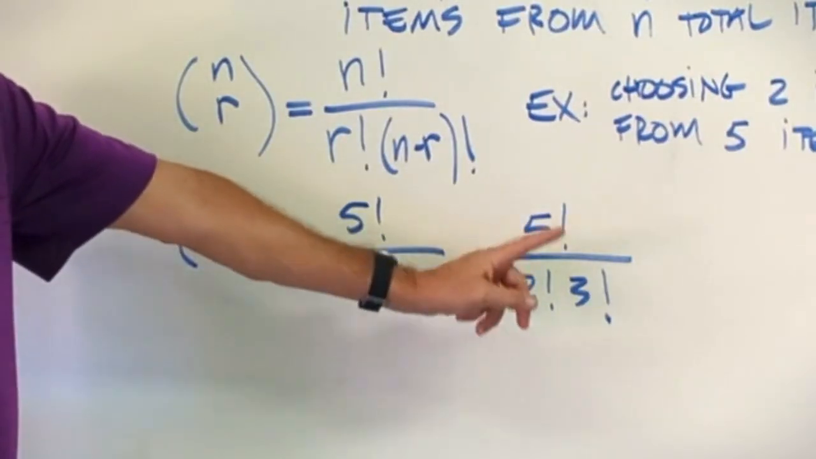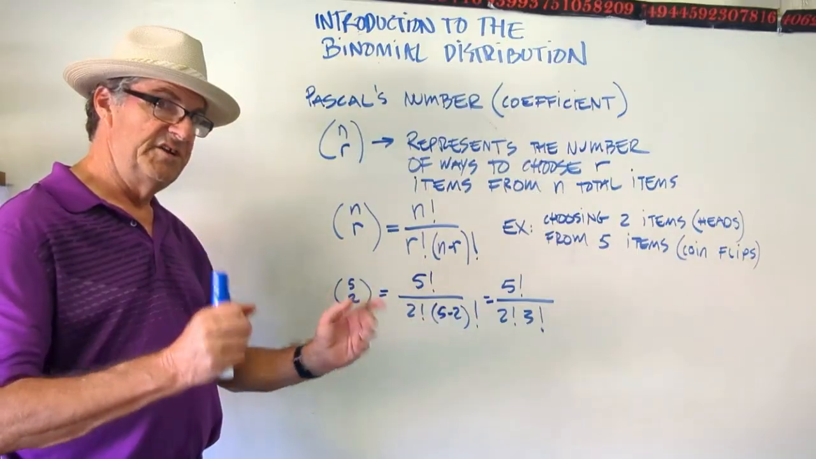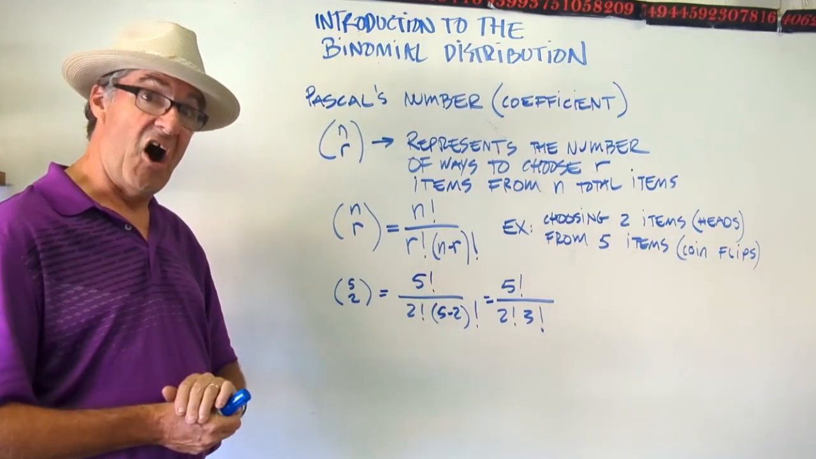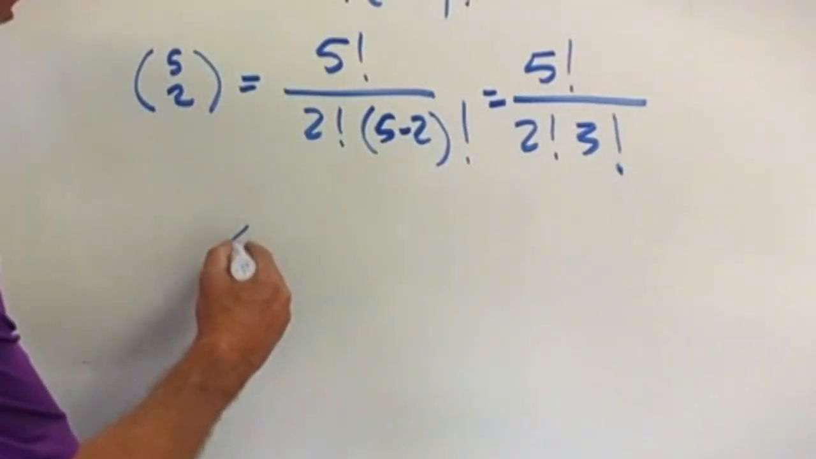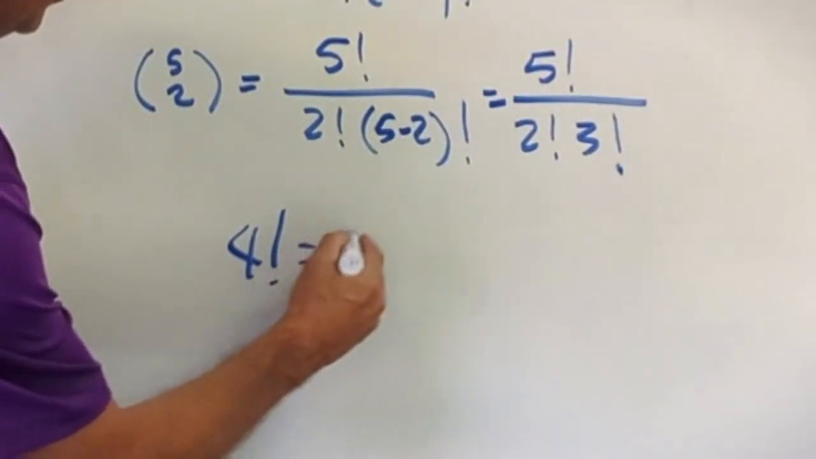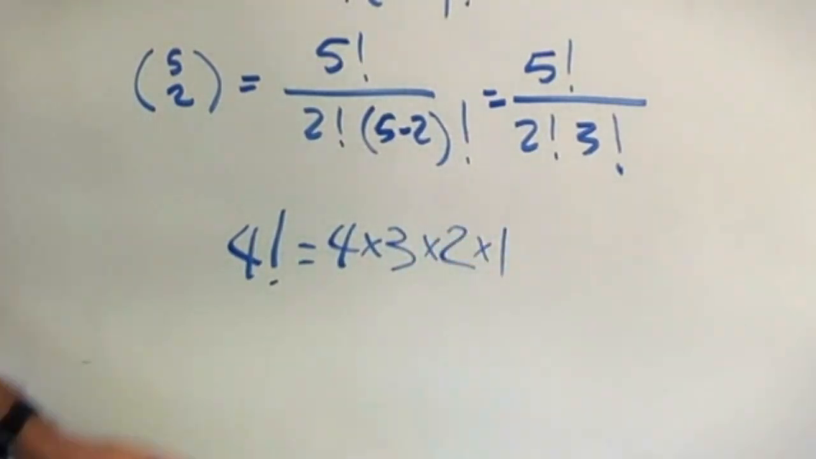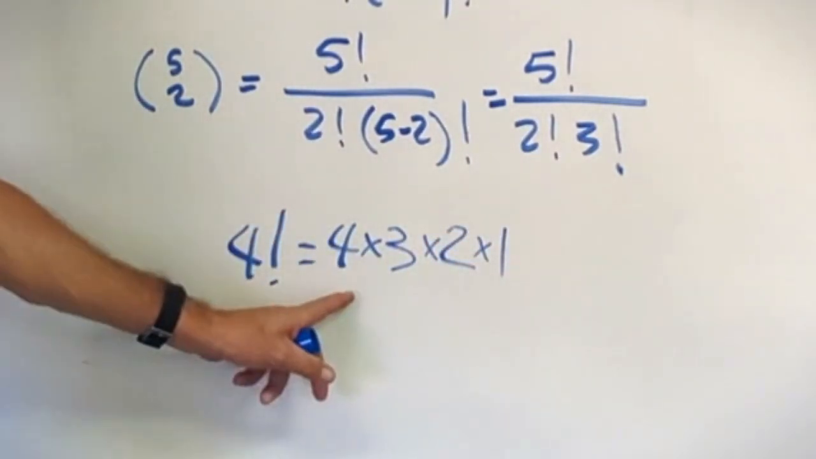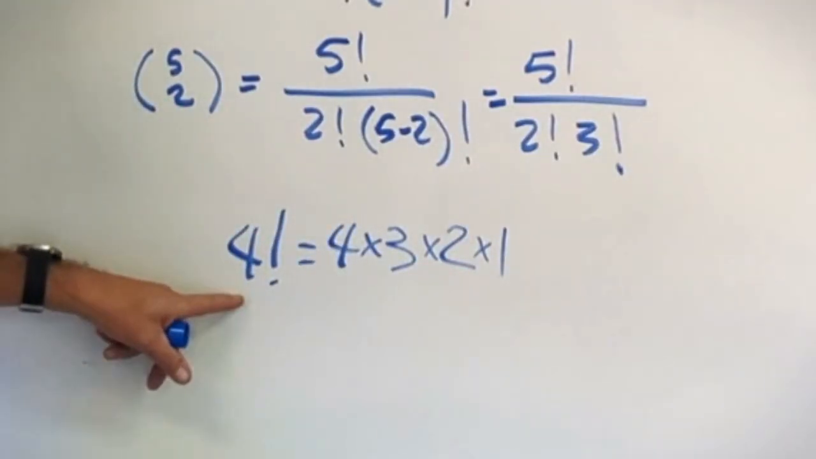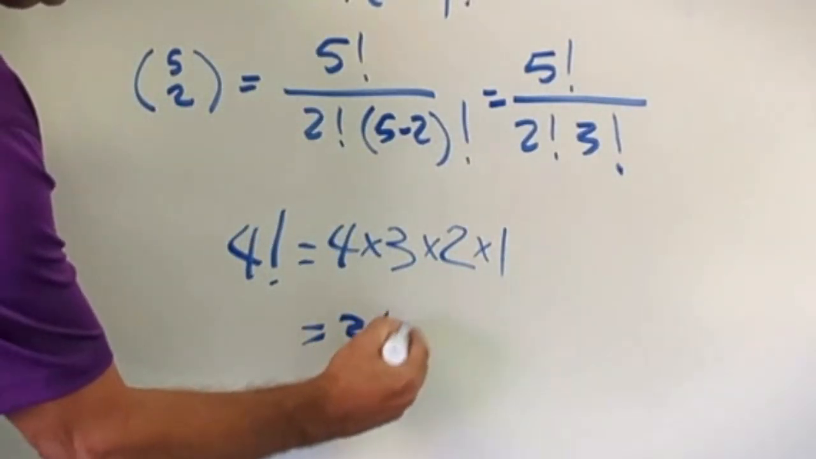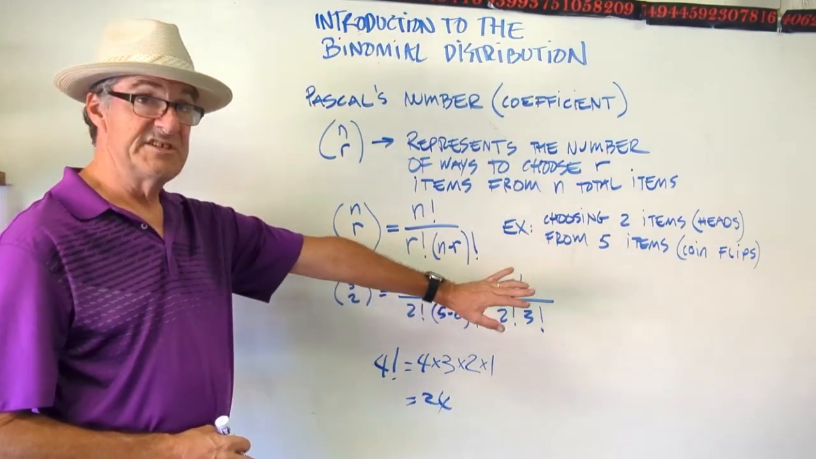So this becomes 5 factorial over 2 factorial times 3 factorial. Now, you need to remember what factorials are. Let me just give you the example of, let's say, 4 factorial. 4 factorial is just 4 times 3 times 2 times 1. So we've got 4 times 3 is 12, times 2 is 24, times 1 is still 24. So 4 factorial is 24. That's just an example so that you know what this means and what to do.